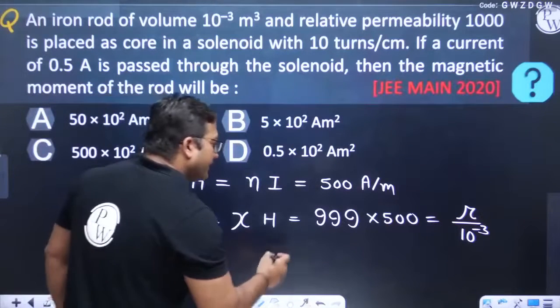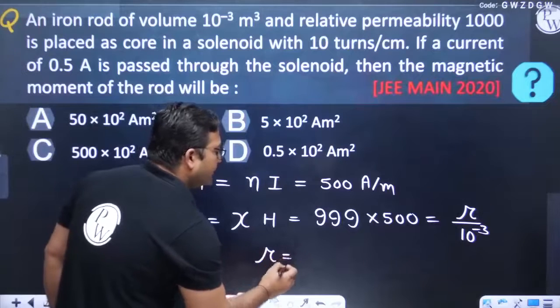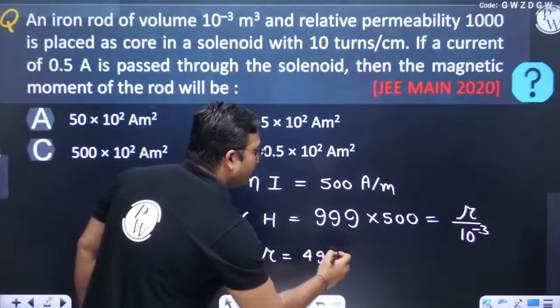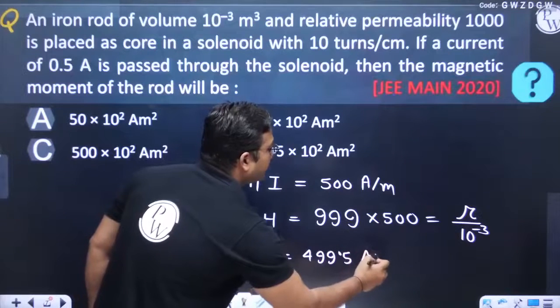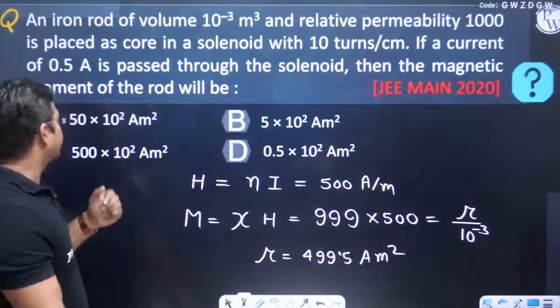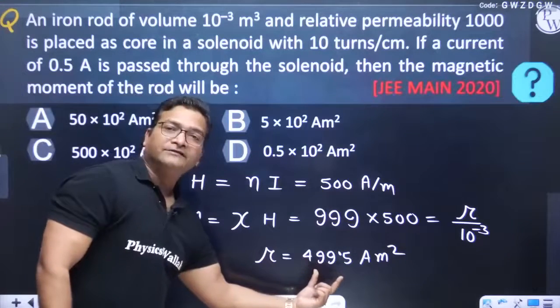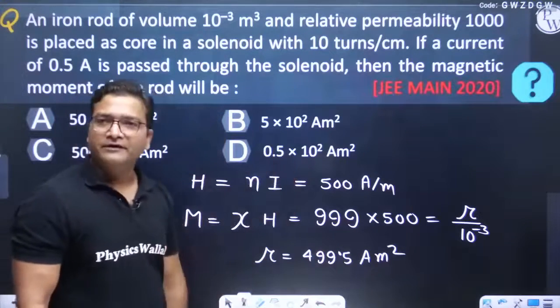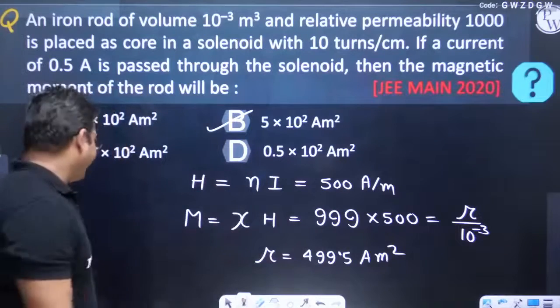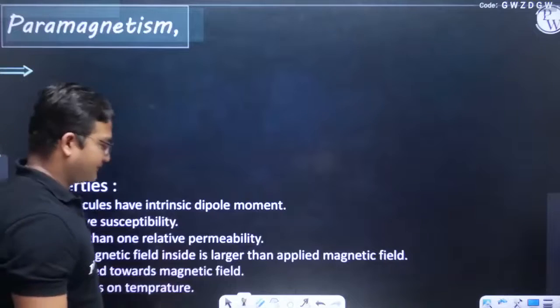Yes. Now if we calculate mu, it will be nearly 499.5 ampere meter square. And if you look closely at all the options, you will find it is the best match with 500. So obviously B is your perfect choice. Over to next concept.